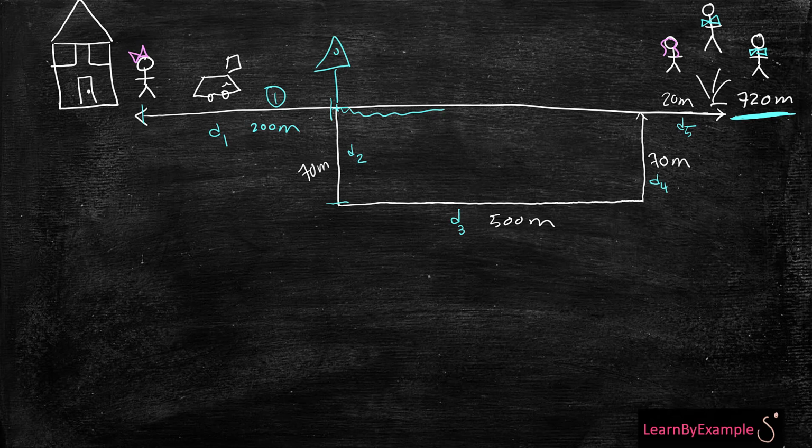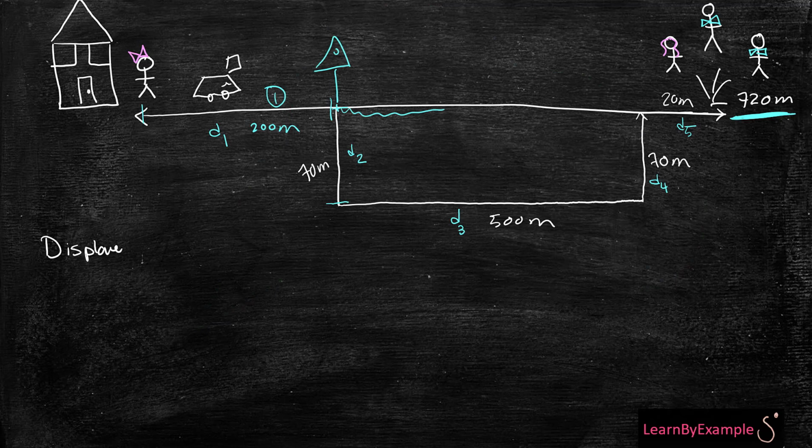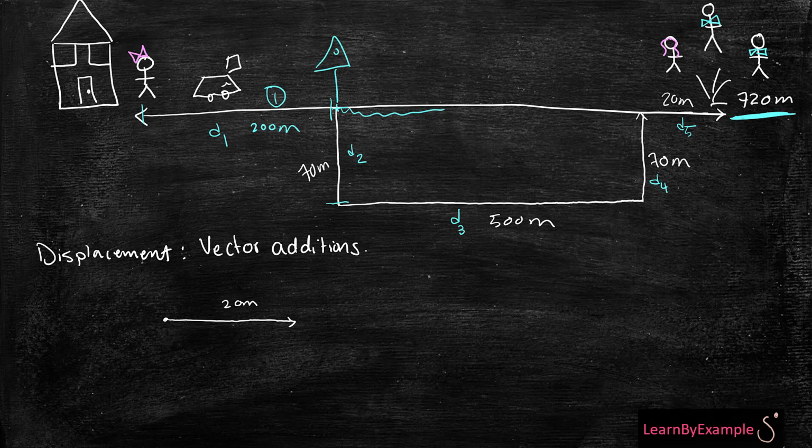Now, let's take a look at the same path again and figure out what the total displacement is. So the displacement is basically a vector addition of all the distances that I've traveled. Meaning if I were to draw these all in vectors, my vector 1 from my initial position is 200 meters west, and then my second vector is 70 meters south, and my third vector is 500 meters west, my fourth vector is 70 meters north, and my final vector is 20 meters west. My displacement would be a vector addition of all these.